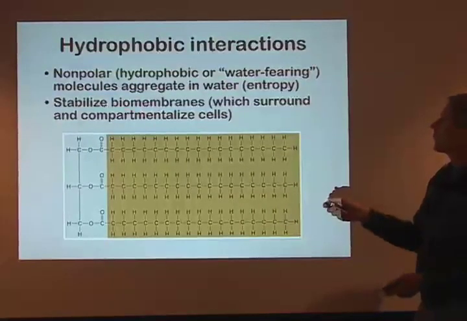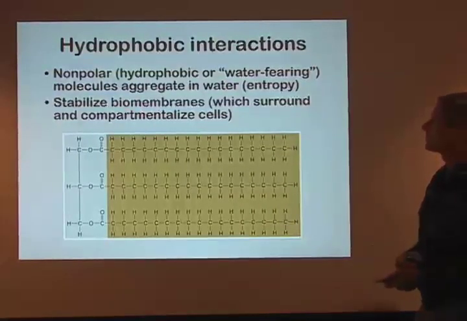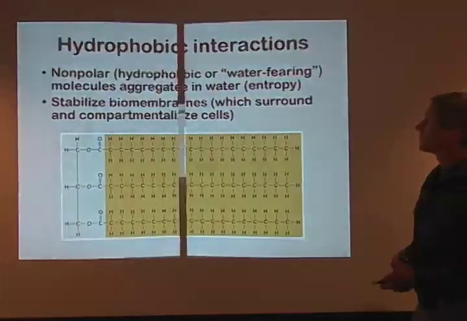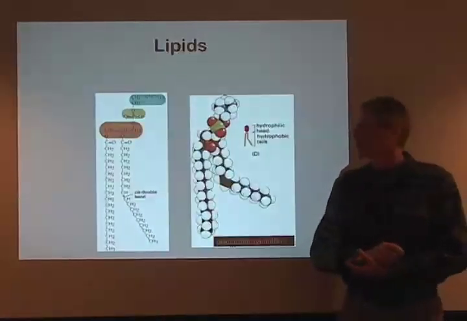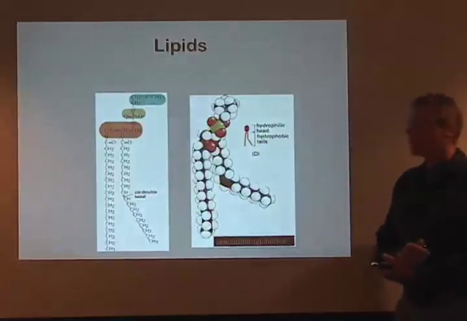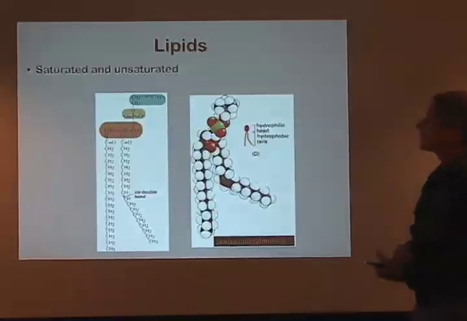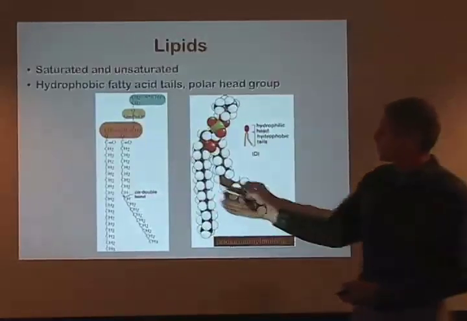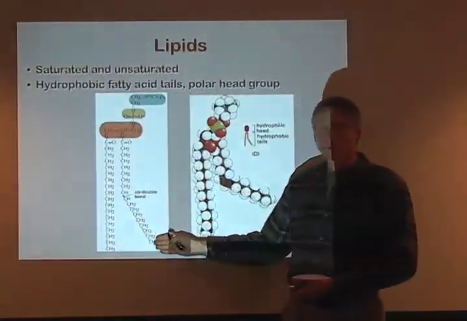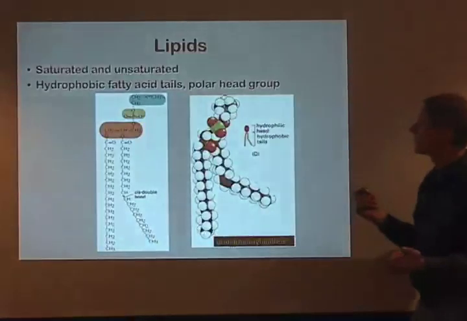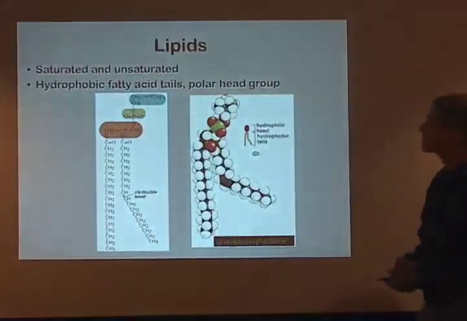That's why we have membranes. Membranes are composed of lipids. Lipids have a polar head group and a hydrophobic fatty acid tail. Two of them typically. Why two? I'll tell you in a second.